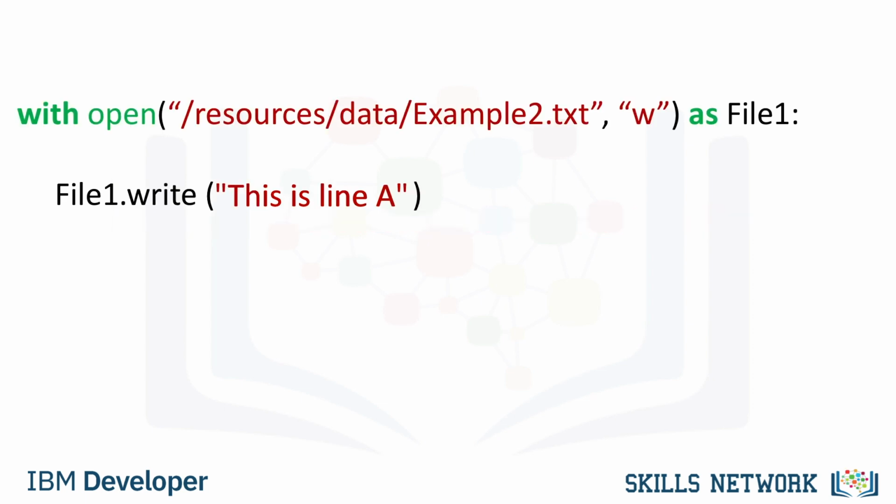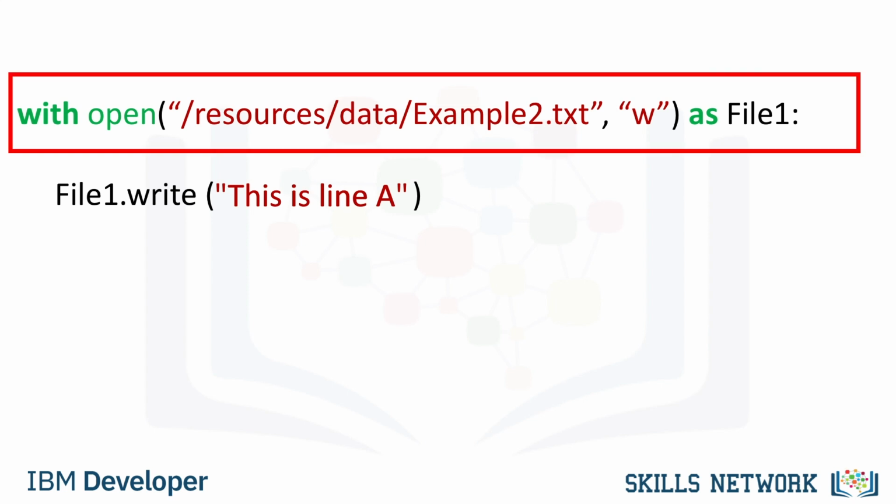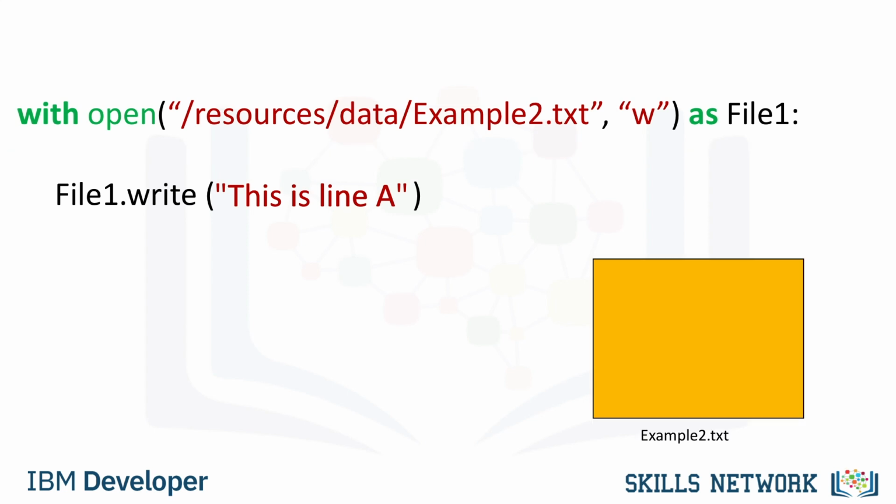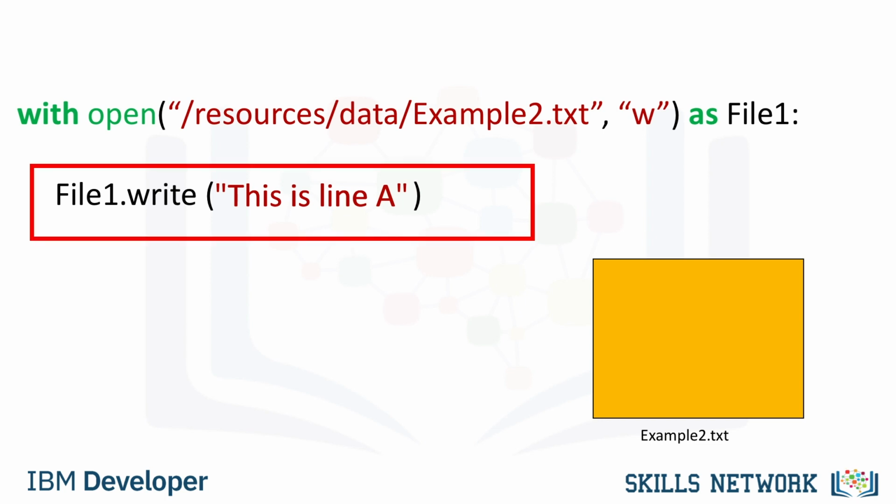As before, we use the with statement. The code will run everything in the indent block, then close the file. We create the file object, file1. We use the open function. This creates a file example2.txt in your directory. We use the method write to write data into the file. The argument is the text we would like input into the file.